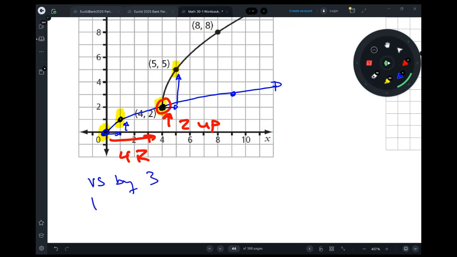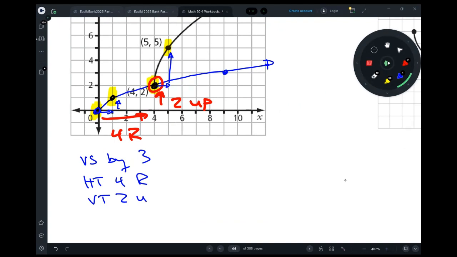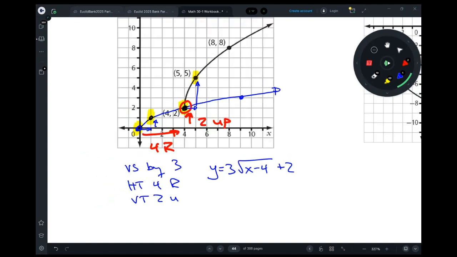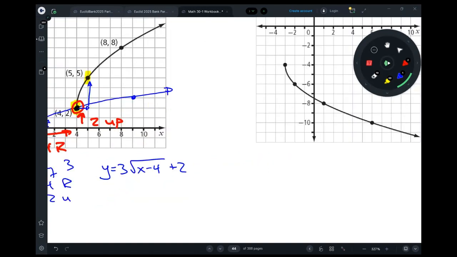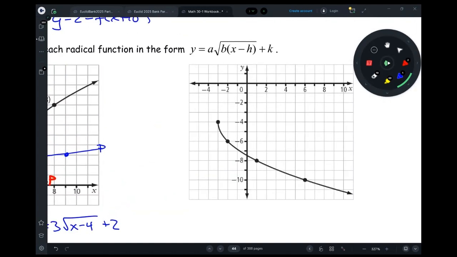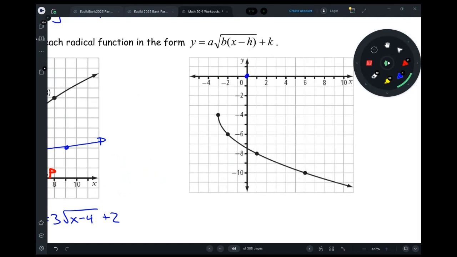So we're seeing a vertical stretch by a factor of 3. And then I'm seeing a horizontal translation, 4 to the right, vertical translation, 2 up. And so what this is going to look like is y equals 3 times the square root of x minus 4 plus 2. And now let's take a look at this one. I want to do a similar sort of thing here. My original function should start there. If I go 1 over, I go 1 up. Square root of 4 is 2. So my graph is going to look something like that.